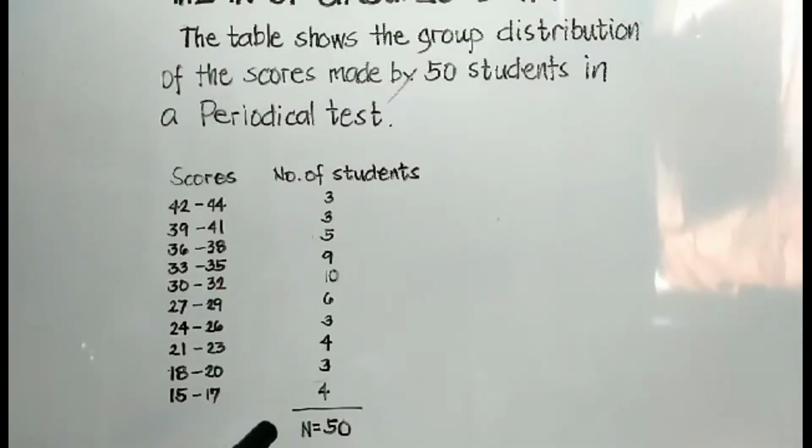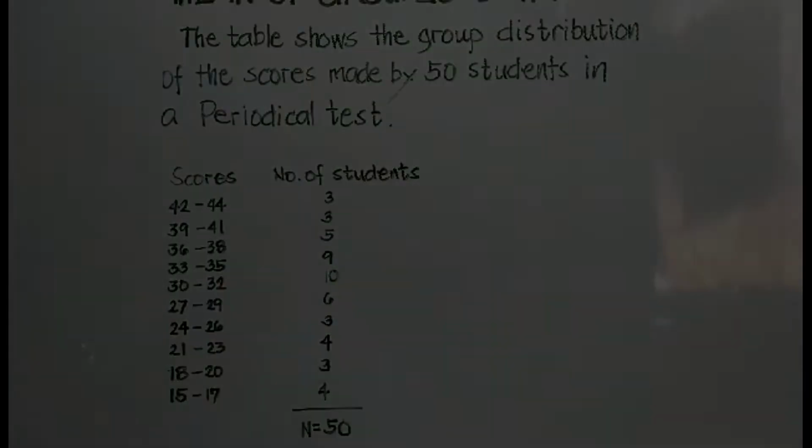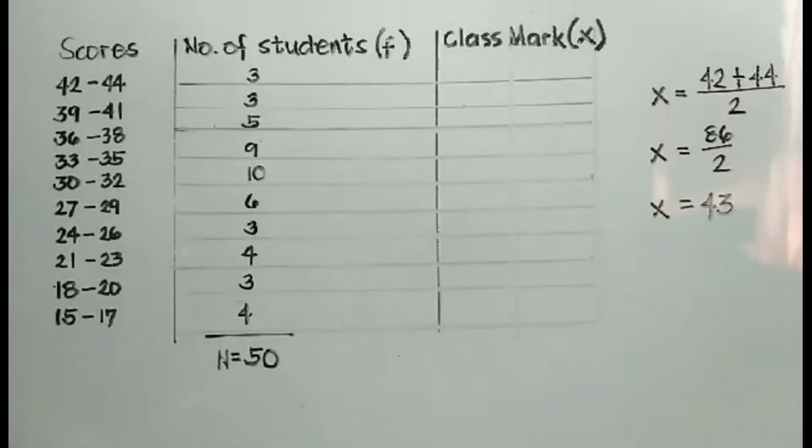Now, let's observe the interval. Anong interval natin dyan? Ang interval natin ay 3. Paano ang 3? Tingnan natin dito 15 to 17. 15, 16, 17. Di ba tatlo? Dun sa 18 to 20. 18, 19, 20. Doon naman sa 21 to 23. 21, 22, 23.